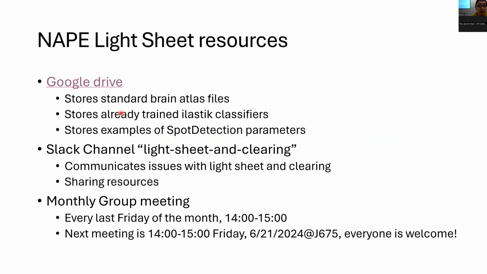The NAPE community also has some lightsheet resources. The main thing will be this Google Drive. This stores some standard brain atlas files. It stores already trained Ilastik classifiers. It stores examples of spot detection parameters. This will be better if more people start to use ClearMap. If people can provide their Ilastik files and share them, it will be useful for more users. So I would encourage people to at least take a look at it and use it as a resource. We also have the Slack channel, lightsheet and clearing community, and we also share resources there.